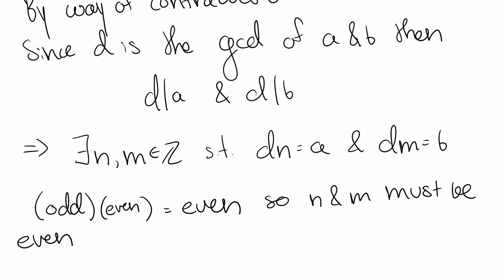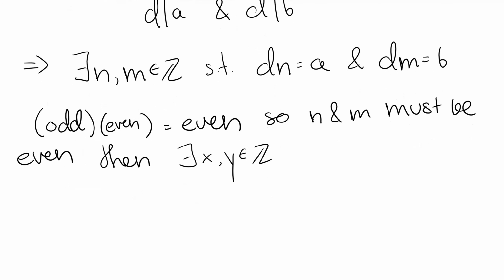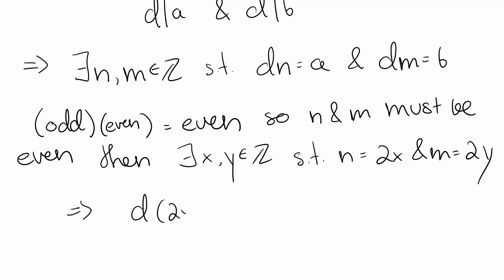Well, what does it mean for N and M to be even? Then there exists, oh man, we're running out, aren't we? Why don't we use X and Y? We have a lot of letters left, but just not a lot of them are very nice looking. Like O, we would never want to use the letter O. Okay, so such that N equals 2X and M equals 2Y. All right, craziness, right? Well, let's plug that back in to what we have above. So then we have that D times 2X equals A and D times 2Y equals B.